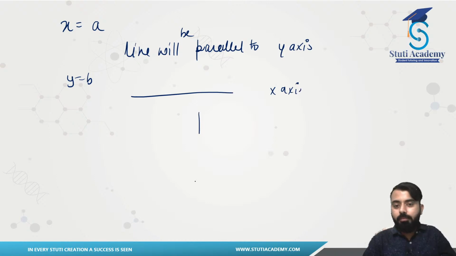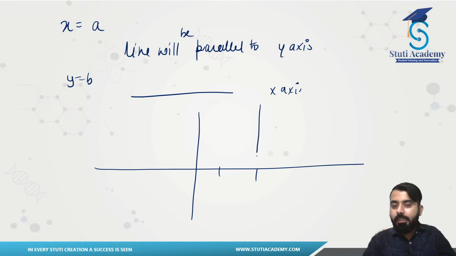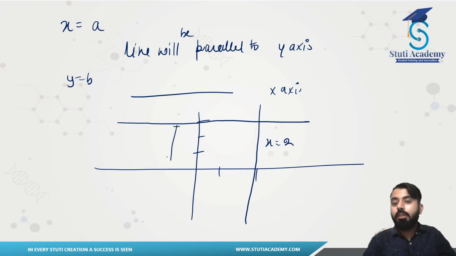Now you can see here, if I have, let's say, x equals 2, the line will be parallel to the y axis. And let's say if you have y equals 3, this line y equals 3 will be parallel to your x axis. This is y equals 3.